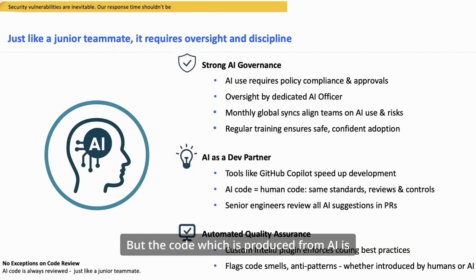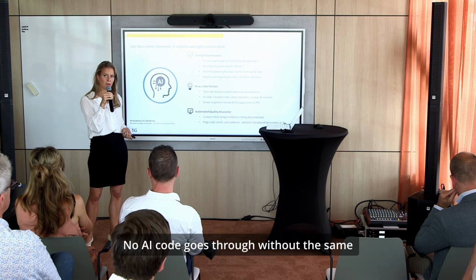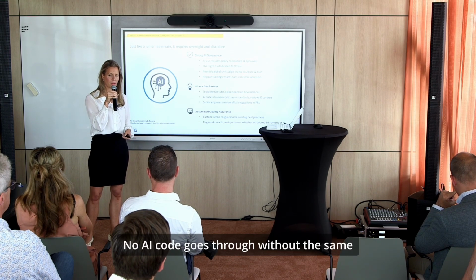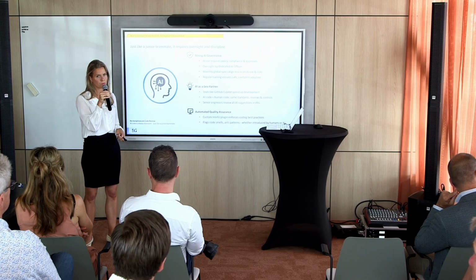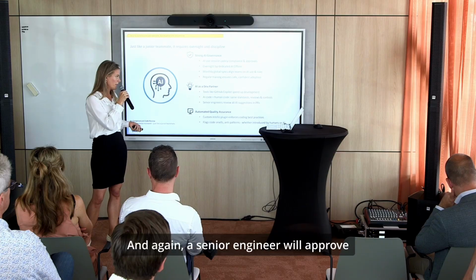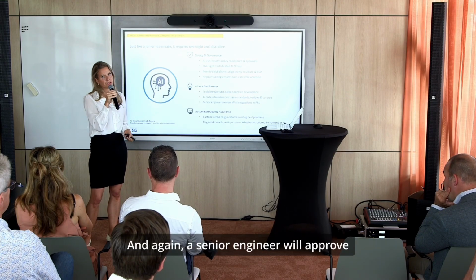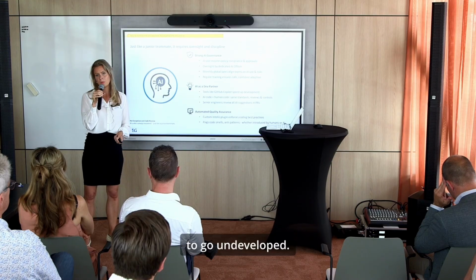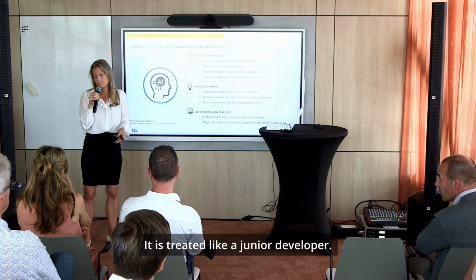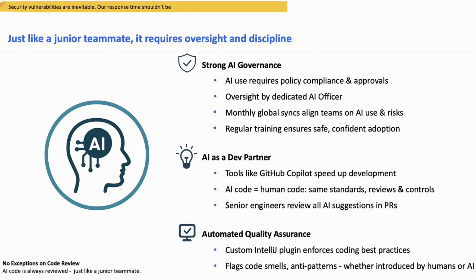But the code which is produced by AI is treated like human code. No AI code goes through without the same procedures, the same reviews and controls. And again, a senior engineer will have to approve it for it even to go and develop. It is treated like a junior developer.